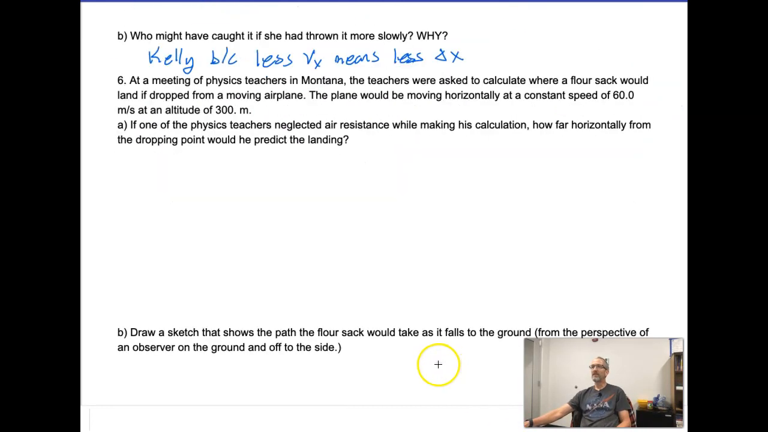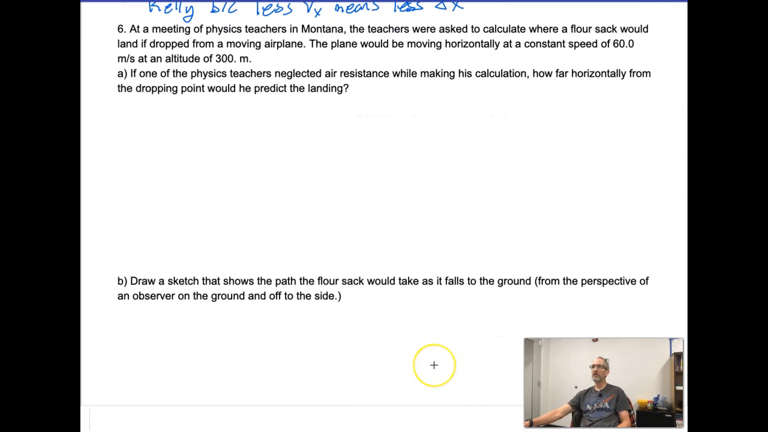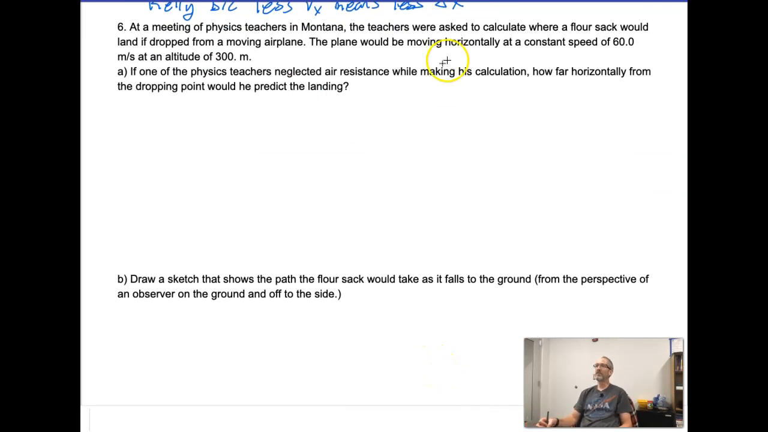For the next question, this is number 6, at a meeting of physics teachers in Montana, they want to calculate where a flour sack would land if it is dropped from an airplane. We've kind of done one like this before. So here's our airplane again. We know that it's moving in this direction, so this is our Vx. When it's dropped, it's going to make our parabola, and the plane is moving at 60 meters per second.